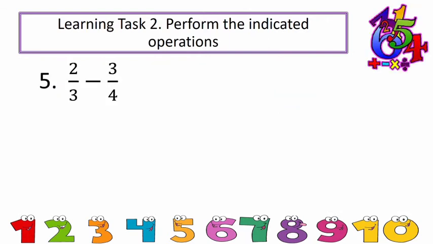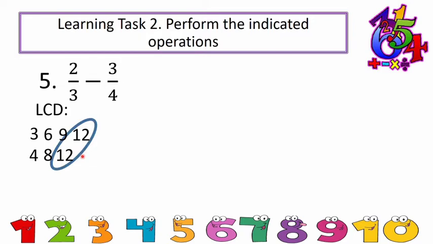Now let us have example number 5. So we have 2/3 minus 3/4. So we get the LCD. We have the multiples of 3: 3, 6, 9, 12. And then the multiples of 4: 4, 8, 12. So we stop with 12 because these are the multiples which are the same to both 3 and 4.